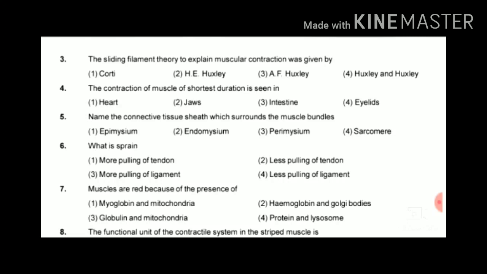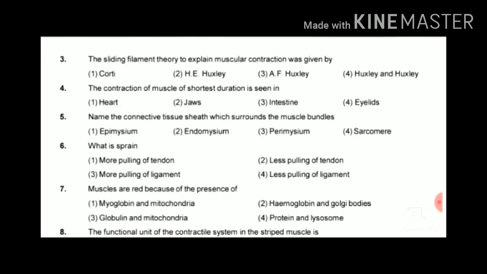Next is question number 4. The contraction of muscle of shorter duration is seen in number 1, heart, number 2, jaws, number 3, intestine, and number 4, eyelids. For shorter duration, it is obviously seen in the eye. So the answer is option number 4, eyelids.